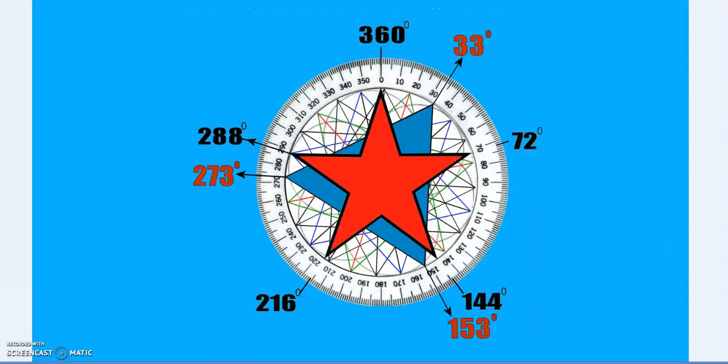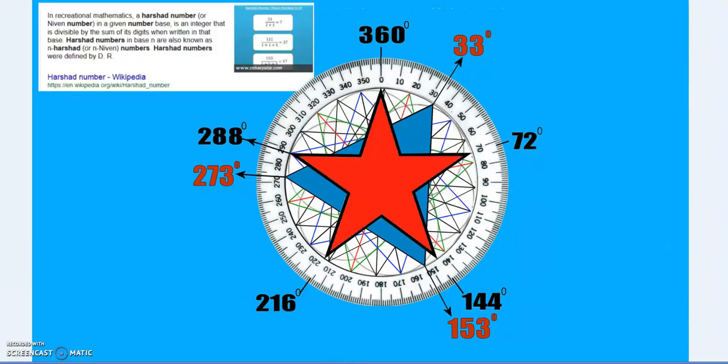But back to this diagram that we've been building up, and particularly these angles and these numbers. So previous episode 33, 153, and 273, and how they connect, especially through religion and mystic traditions. That was the previous episode. But prior to that, I mentioned Harshad or Niven numbers as well.